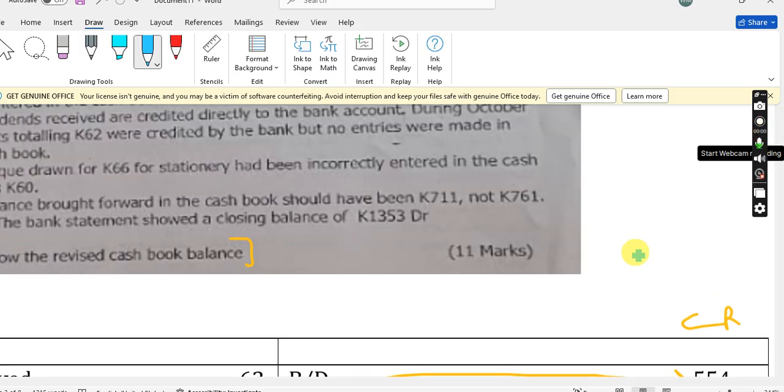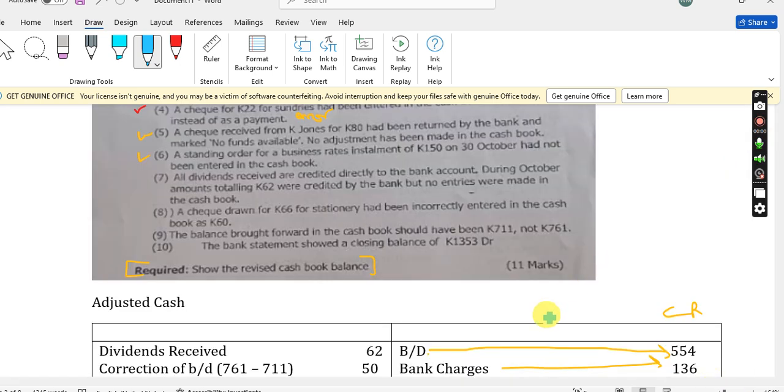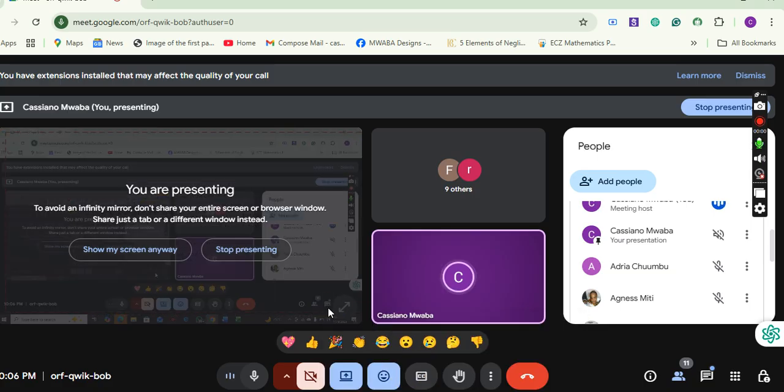Any questions? Madam, you never got back to me. Have you taken note of that point? Because I have to make sure you have understood. Yes. Okay, write it down. If a payment has been entered as a receipt, double the amount on the credit side. Then for the other one, you just know the other one is opposite.